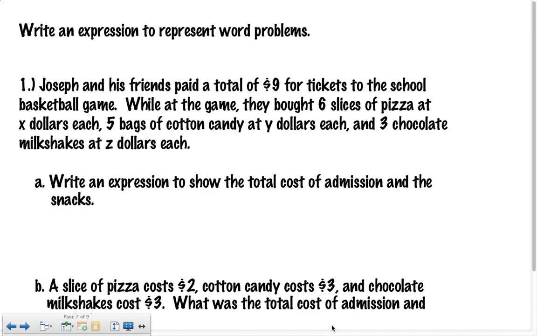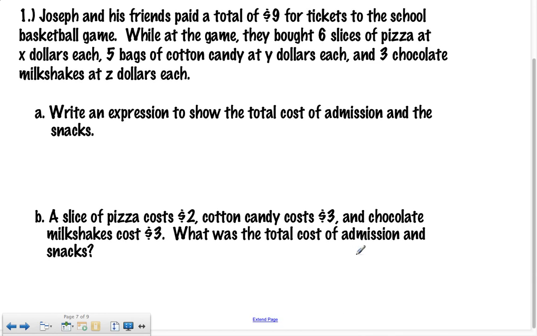We have: write an expression to represent the word problem below. So Joseph and his friends paid a total of $9 for tickets to the school basketball game. While at the game, they bought 6 slices of pizza at X dollars each. So on the right, I'm going to break this apart. So we have pizza is represented in X, and 5 bags of cotton candy at Y dollars each. So cotton candy is going to be Y, and 3 chocolate milkshakes at Z dollars each. So chocolate milkshakes is going to equal Z.